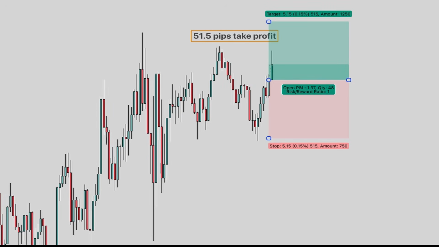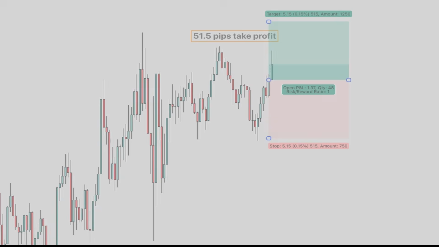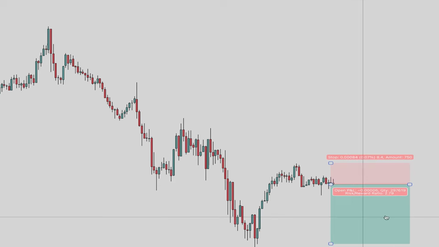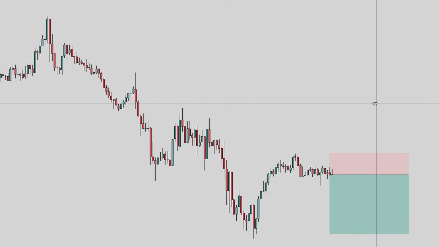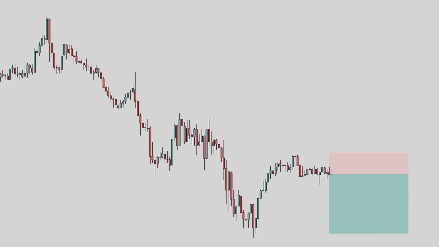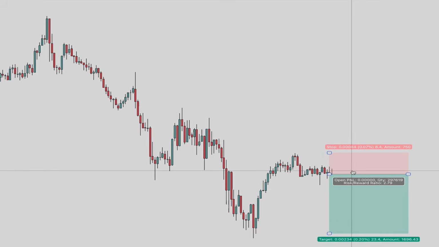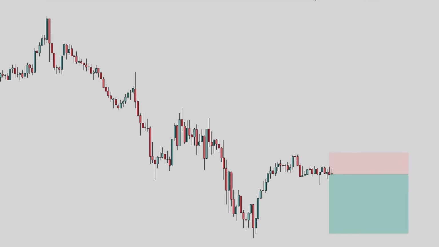So for the currencies, as we've looked at euro dollar here, you do the same thing for all currencies, whether it is GBP JPY, whether it is euro JPY, whether it is GBP CAD, it's the same thing. The same method works. You just put this risk to reward ratio tool, or you can use this date and price range tool here to measure. For example, if you measure the stop loss from entry to stop loss here, it will show you 8.4 pips, which is exactly the same. The same thing with the take profit. You can see 23.4 pips.